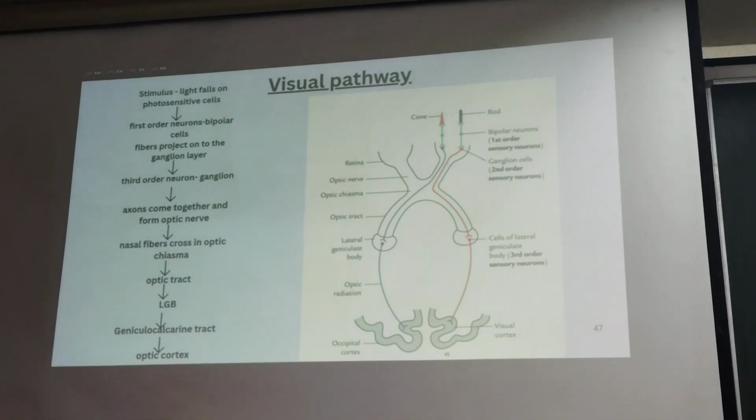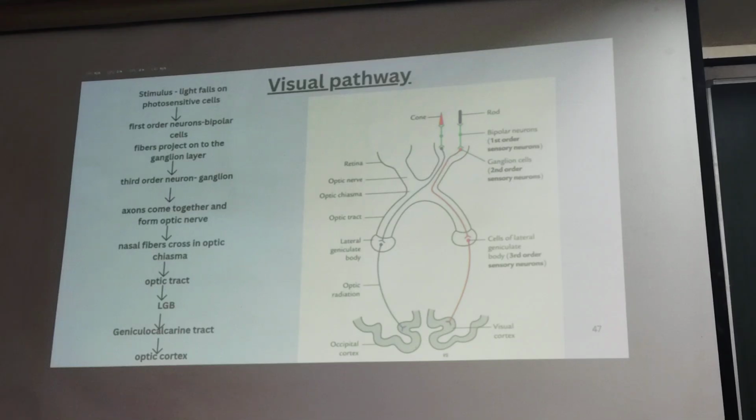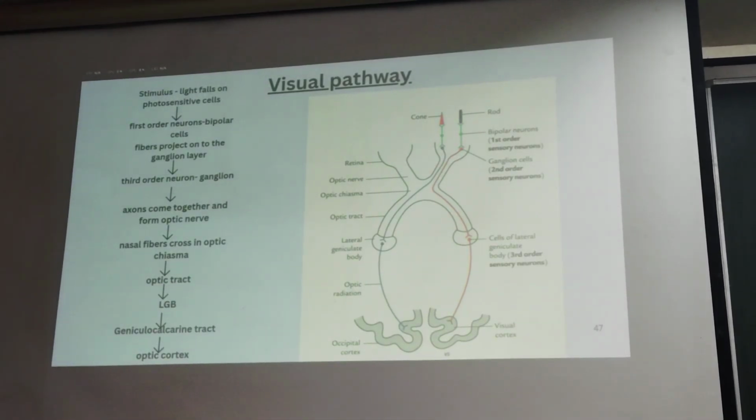So the visual pathway starts as the light rays fall on the retinal layer. The very first layer that gets excited is the layer of rods and cones. This is your right eye, this is your left eye. Each is again divided into two parts, that is the nasal and the temporal. So the very first layer to be excited is the layer of the rods and cones. So these are your rods and cones.